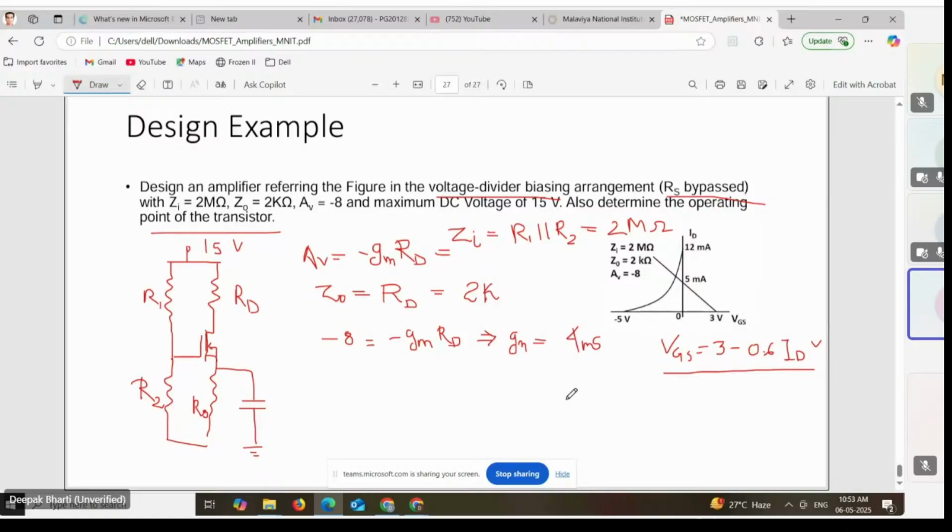So what is the equation of the load line if we look here in the actual network? So this load line equation comes out to be VGS. Now what is VG here? VG is this point. It is R2 upon R1 plus R2 into VDD minus IDRS.